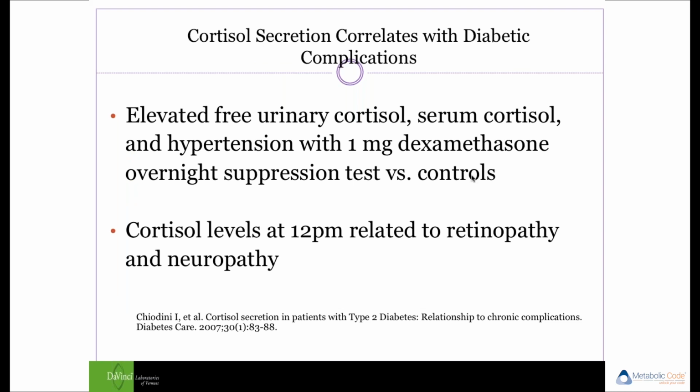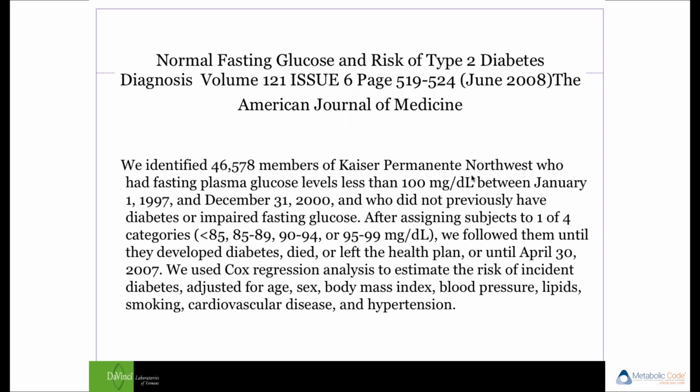And again, cortisol secretion correlates with diabetic complications. So when we have elevated free urinary cortisol, serum cortisol, and hypertension with 1 milligram dexamethasone overnight suppression tests, versus controls, cortisol levels at 12 p.m. related to retinopathy and neuropathy. So again, when you have the presence of a chronic illness like diabetes, if there are changes in the HPA axis, the outcomes tend to be worse in addition to complications.